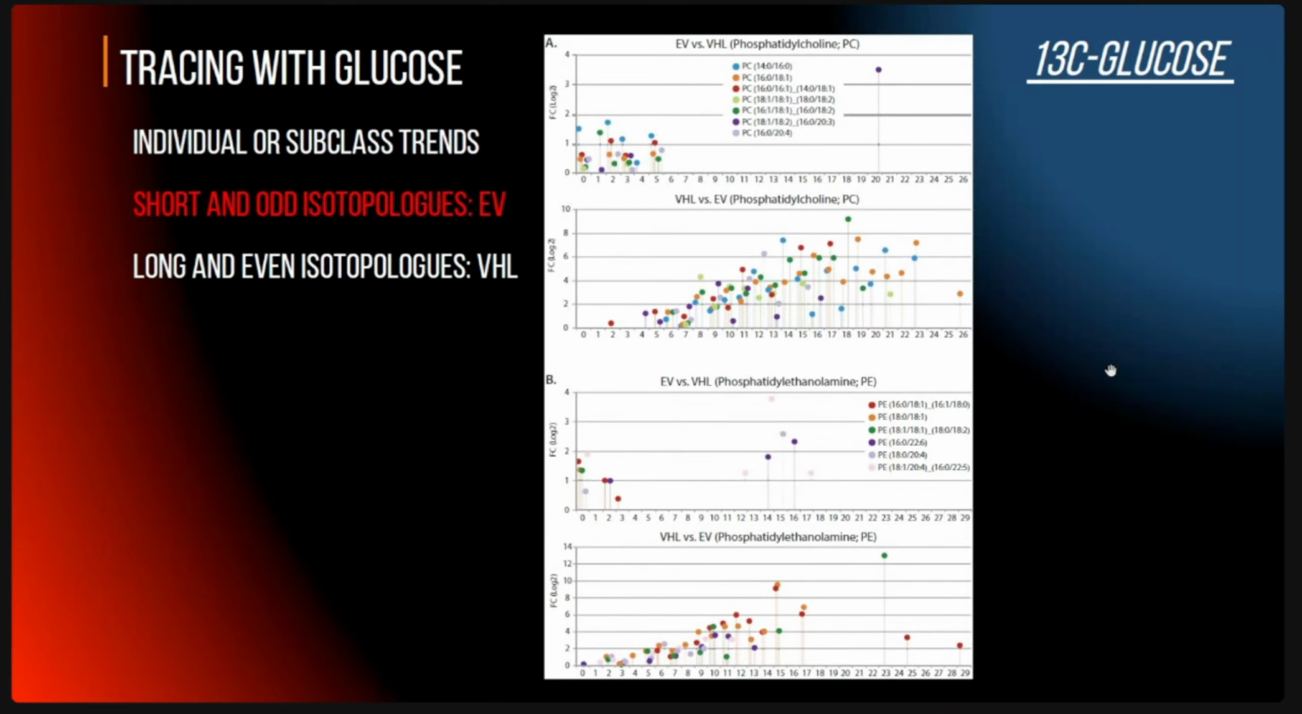And then we came up with this graph, which is very hard to interpret, but I'll try to explain it to you. These are distributions of phosphatidylcholines. Those are the species I'm talking about. This graph shows a fold change in the comparison EV versus VHL. So these isotopologues of these lipids are more abundant in EV than in VHL. And here is the opposite, the ones that are more abundant in VHL than in EV.